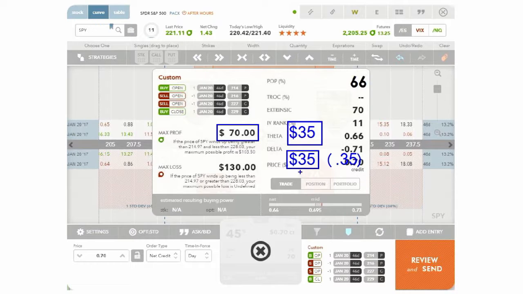Everything fits our rules like I mentioned. 46 days to expiration, $2 width. We collected the right amount of credit. That is a 1/3 width of the strike Iron Condor setup, and that's how you do it.